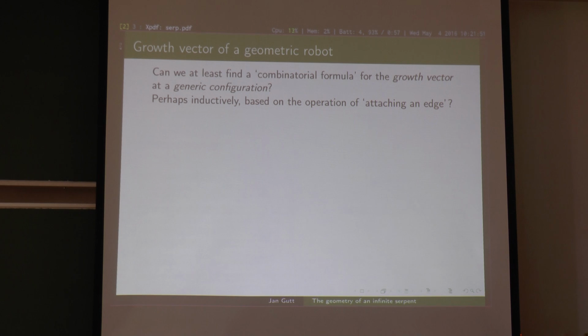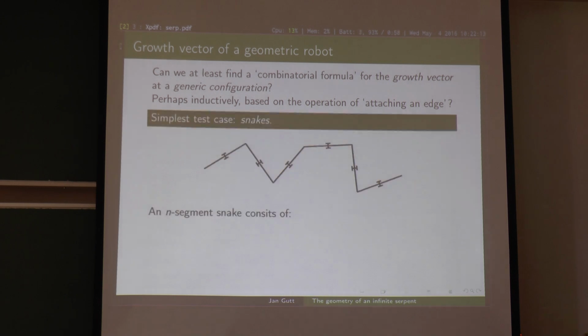My idea was that maybe we could do it inductively. So you could imagine that you build your robot by subsequently attaching edges. So you start with just one point, you attach an edge, and so on and so on. So maybe if you know the growth vector of a smaller robot, you attach an edge somewhere, you can deduce what will be the growth vector of the new one. That sounds not totally crazy. So how would you test such an idea?